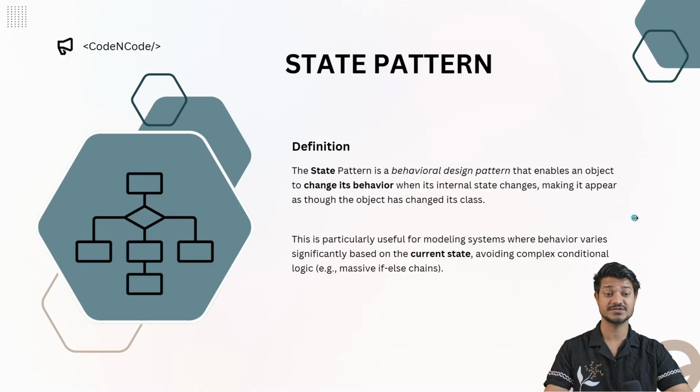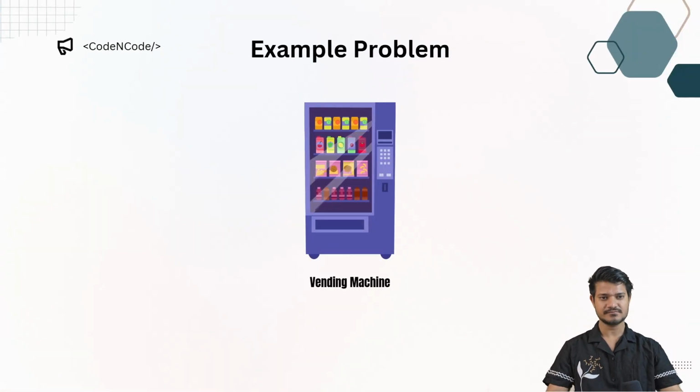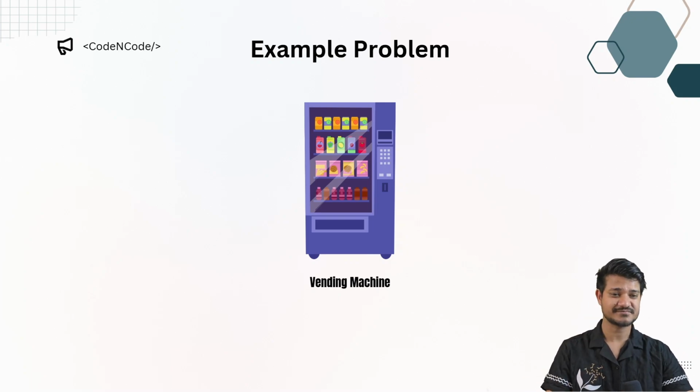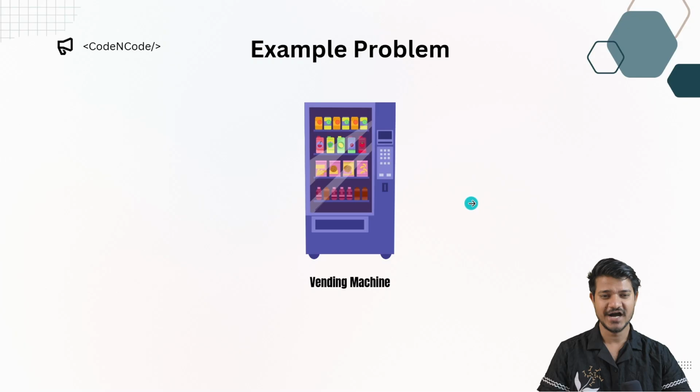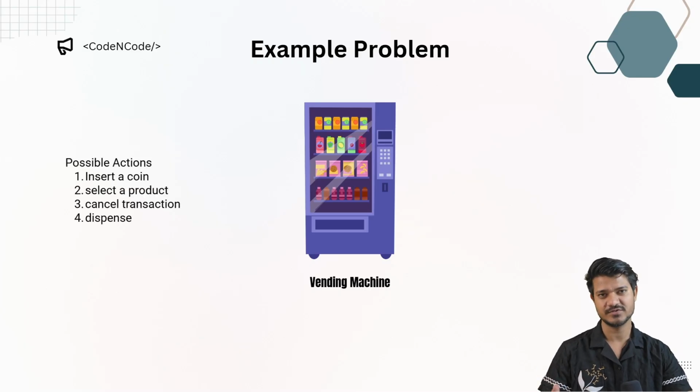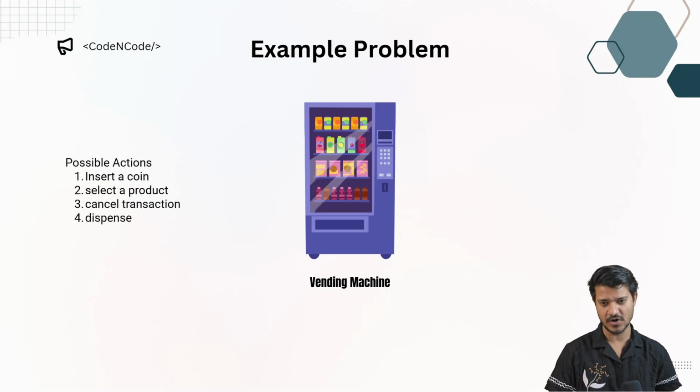Now let's discuss what is the state that we have been talking about and what are the changes in behavior, so you can understand the state pattern better. Let's take an example of a vending machine, right? On a vending machine, you can perform a lot of operations like inserting a coin, selecting a product, canceling the transaction if you don't want it, right? And of course, the dispense.